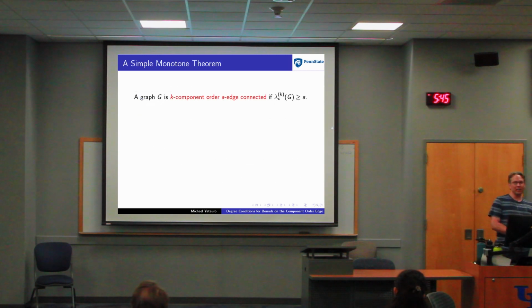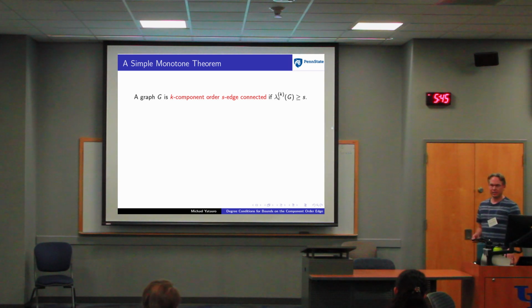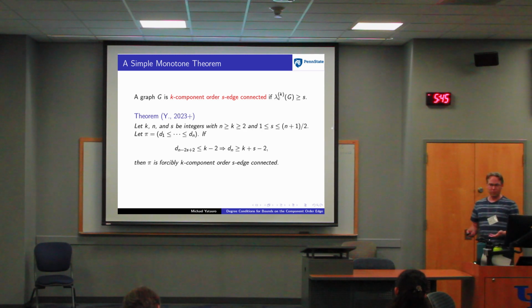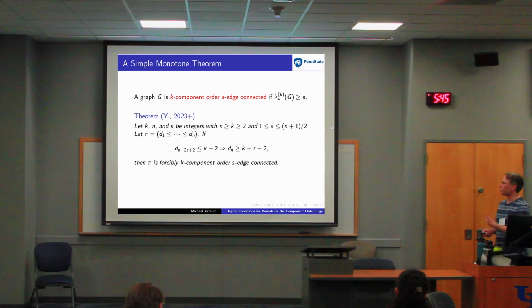So, in the traditional sense, we usually look for, like, S-connected means that the connectivity is at least S. So K-component order S edge connected is when that connectivity is at least S. So I wanted to look for monotone theorems where if the conditions are met, then every realization will be K-component order S edge connected. This is a simple monotone theorem.